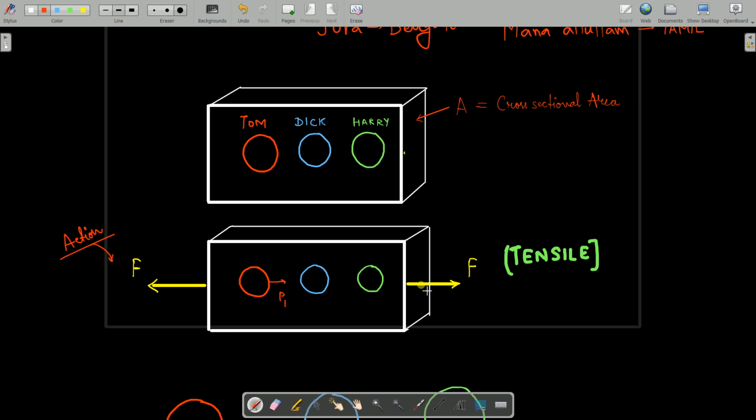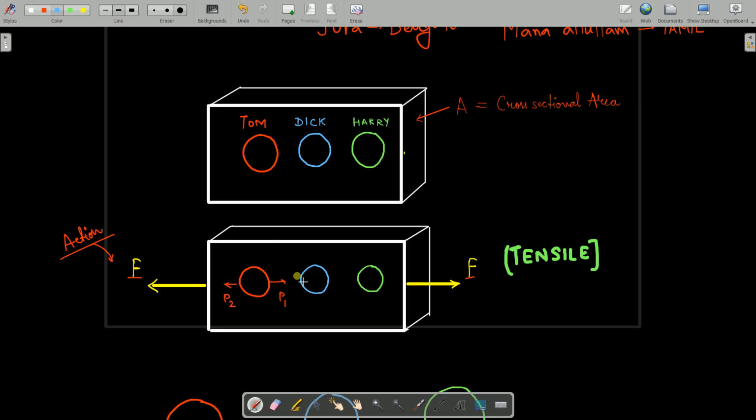Clear? Now, there is an externally applied force towards the right-hand side, which is this F. Due to this, Tom will also apply an opposite force. I am naming this P2. Due to this left-hand side force F, there is a reaction P1 which is towards the right. Due to this right force F, there is an opposing force P2 which is acting towards the left. So F is an action going towards the right, and due to this F, P2 is the reaction.